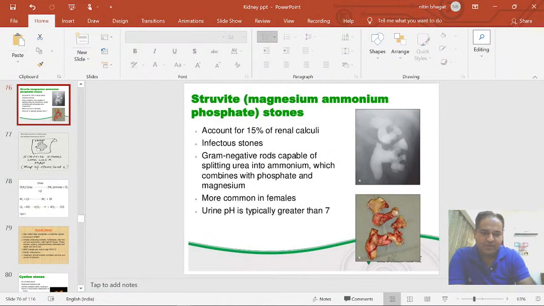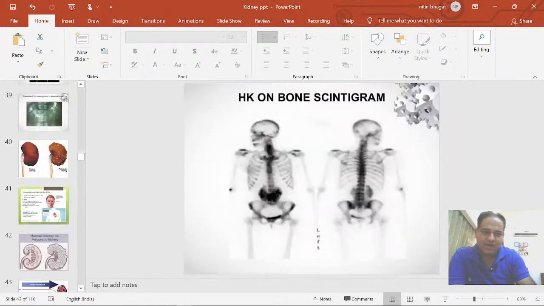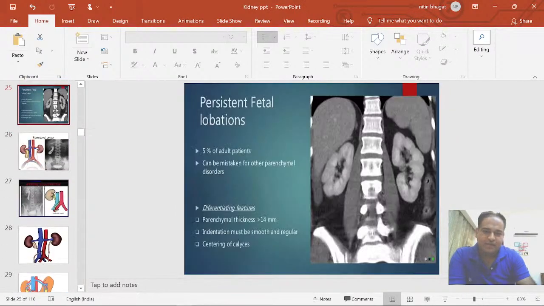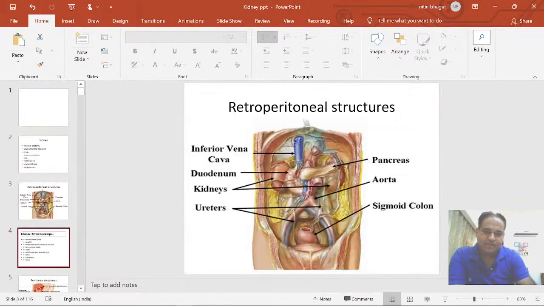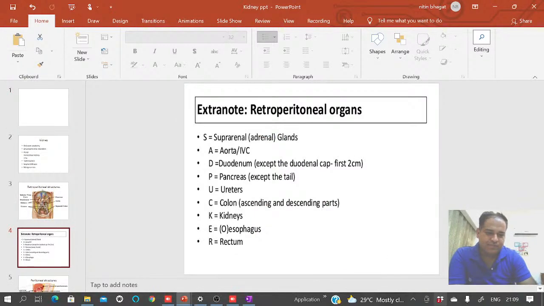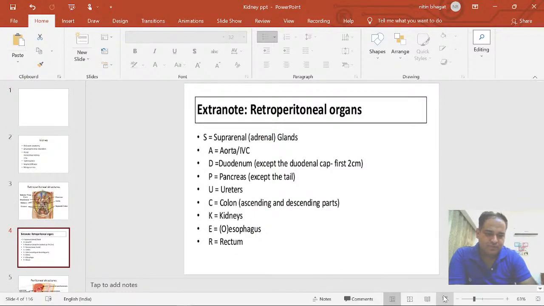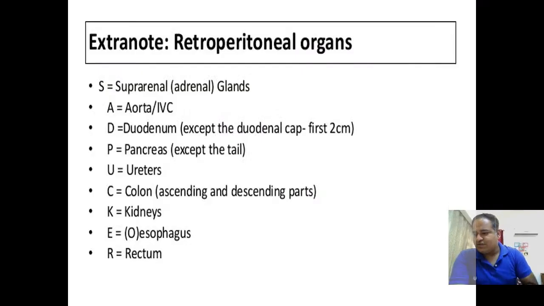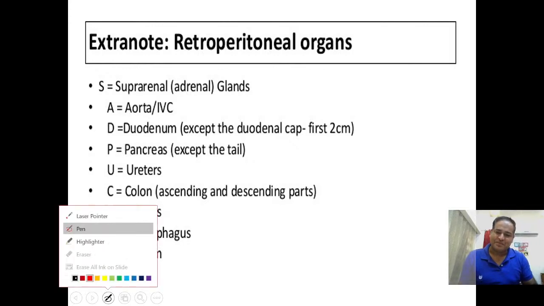Because most of you have doubt understanding this, so I've added another slide over here. Now, kidneys, as you know from your knowledge of anatomy, hello, Dr. Rahul, Dr. Deepu. We'll try our best to give you the maximum possible there.